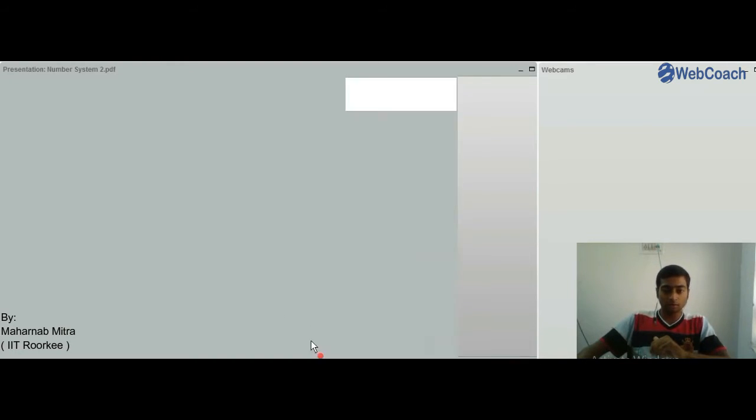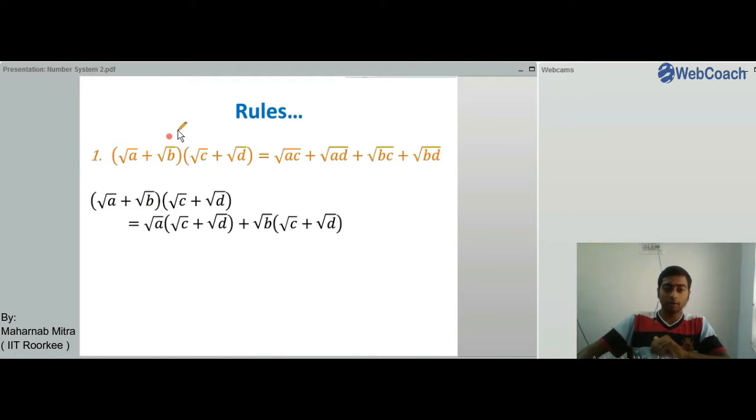So how do we get this result out of it? Let's try to get this answer, right? First we start with the left hand side. We try to expand this bracket, and take this square root of c plus square root of d as a chunk, or take this as a new variable. Suppose we take this as e, right? And suppose we have square root of a here and some square root of b here, right? And we have e.